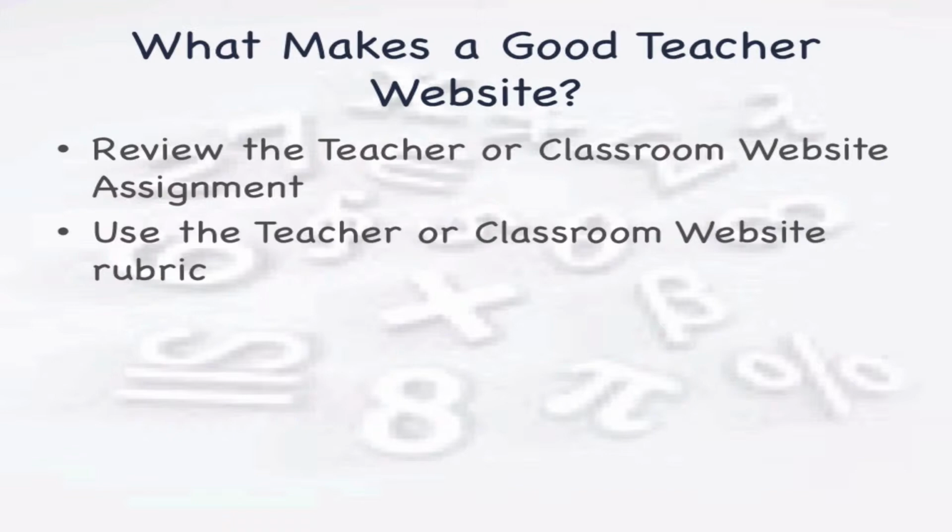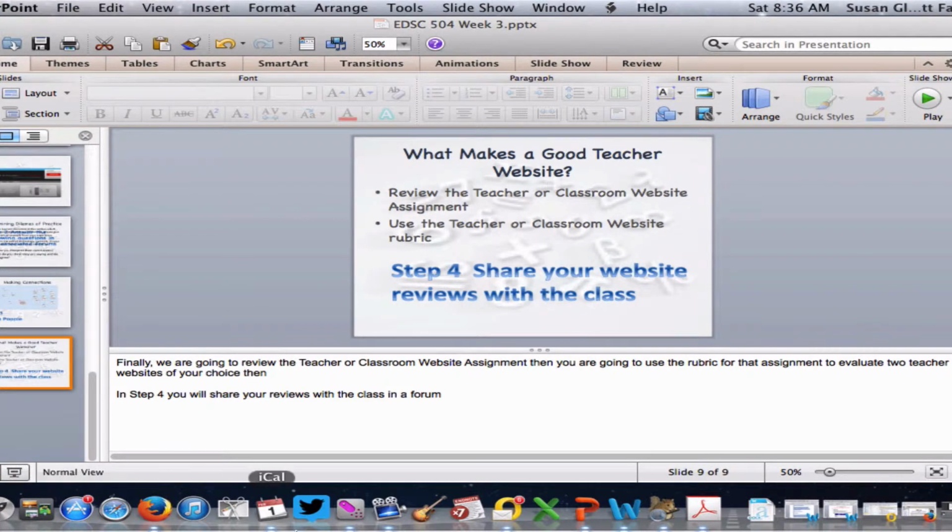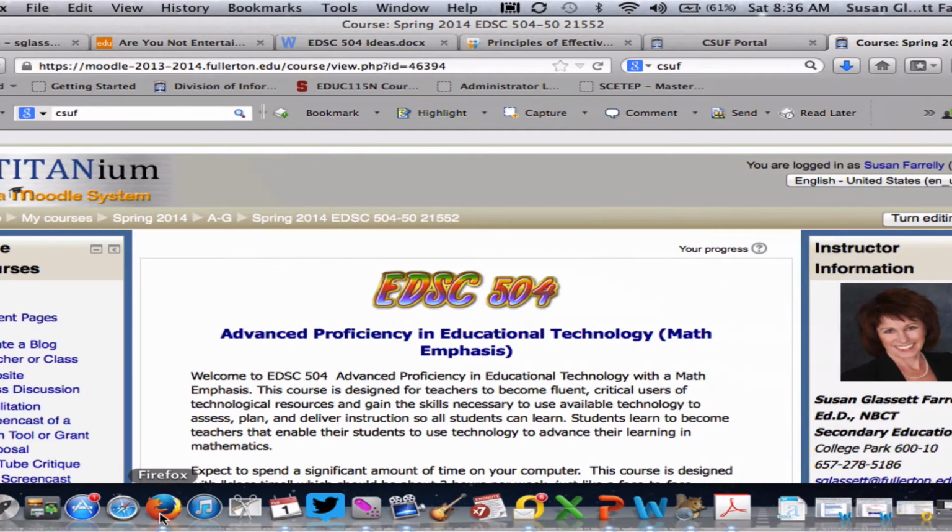Finally, we're going to investigate what makes a good teacher website. We're going to do that by reviewing the teacher or classroom website assignment for this class, which all of you indicated in your survey is probably going to be the easiest of our assignments. Then you're going to use the teacher or classroom website rubric that we'll use for that assignment to evaluate two websites of your choice. In order to do that, I'm now going to go off to our Titanium site.